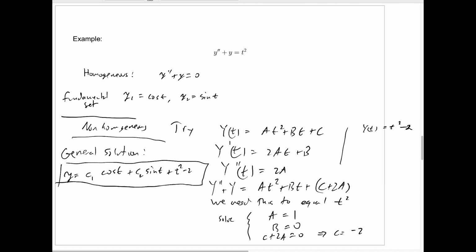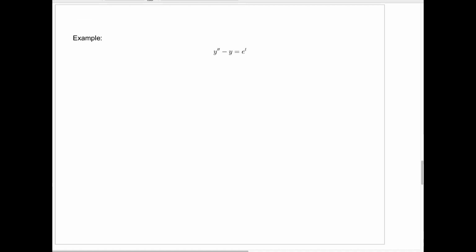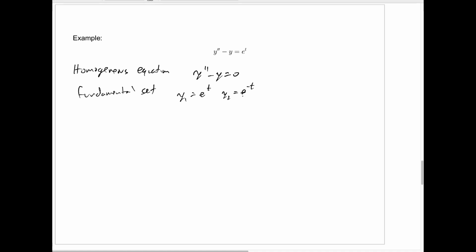Let's look at another example. You might think this example is just like one we've seen before, and it's very similar. Let's look at the homogeneous equation. y double prime minus y equals 0, and we've solved this one before. It has a fundamental set of solutions, y1 equals e to the t, and y2 equals e to the minus t. Now, what should we try for our non-homogeneous?